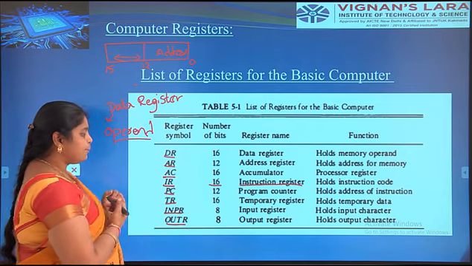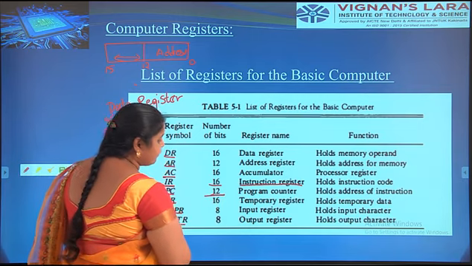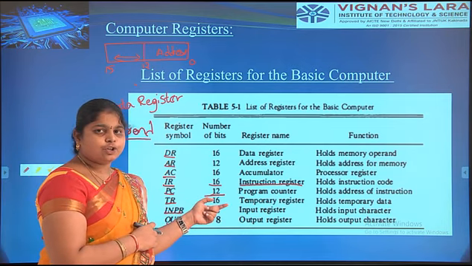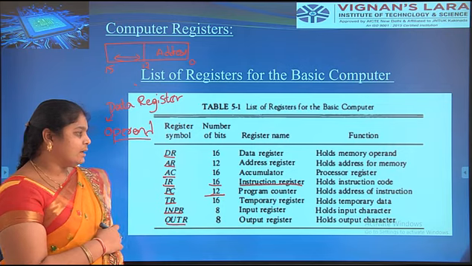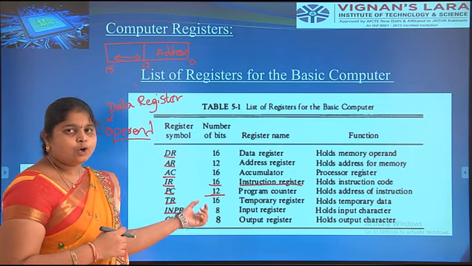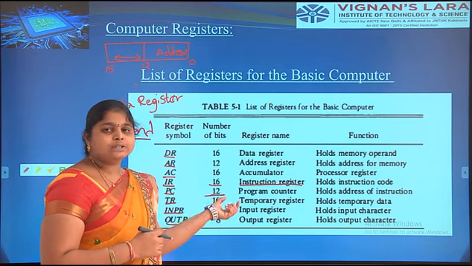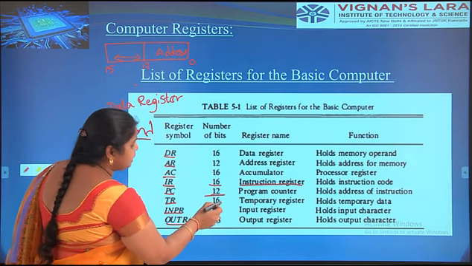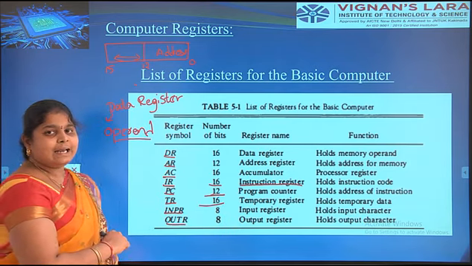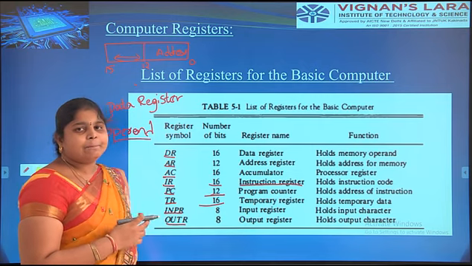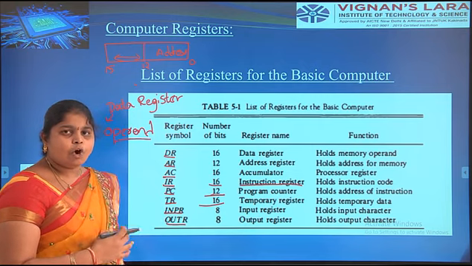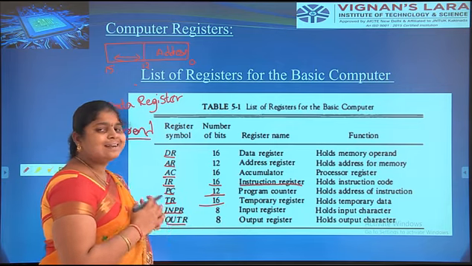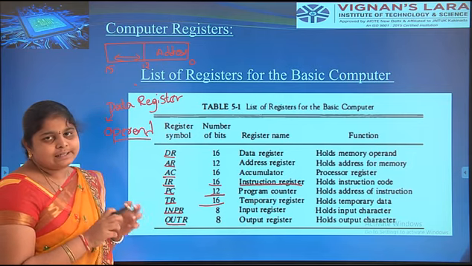Next, PC, which means program counter. It holds the address of the next instruction to be executed. It holds 12 bits of information. Next, TR, which holds 16 bits, is abbreviated as temporary register. It holds temporary data, not permanent data. Holds means stores the temporary data.